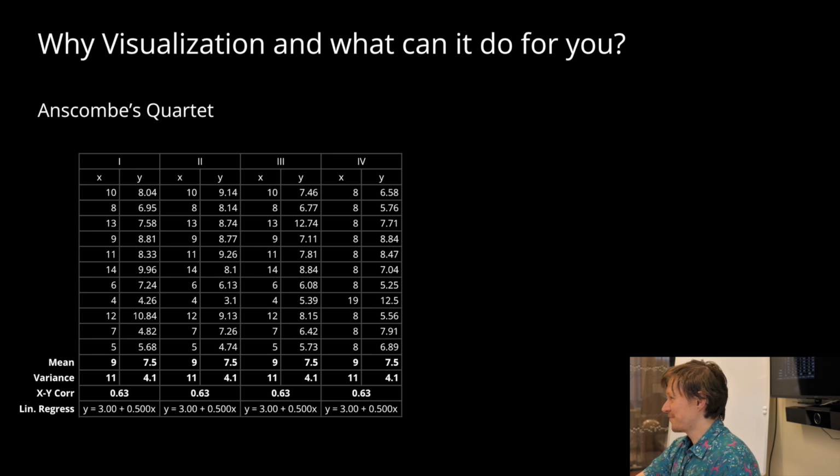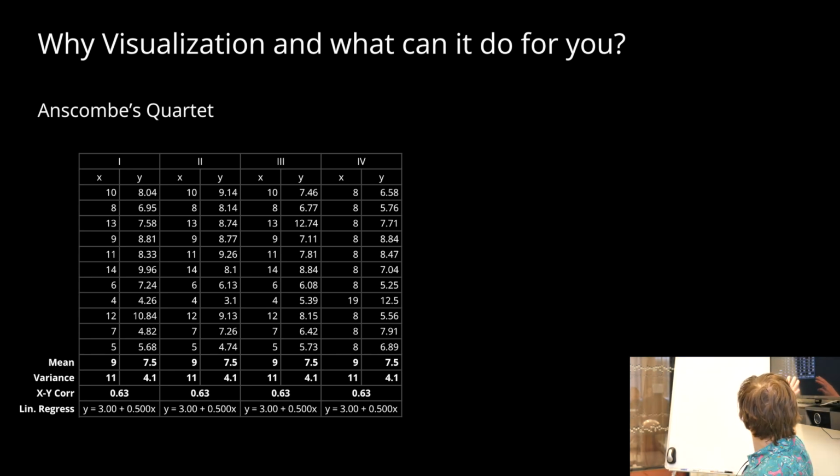Another example. This was just like a fun introduction, yeah? So this is why we visualize the data. I have a bunch of numbers in a table, and they're divided in 4 different groups. Group 1, 2, 3, and 4. Each group has 2 columns in it, and here in the bottom I have summary statistics for each of the columns. I have the mean, the variance, the XY correlation, and I have the linear regression.